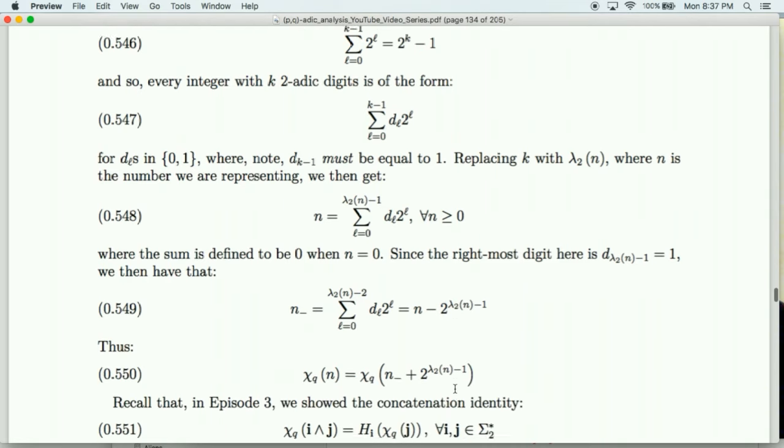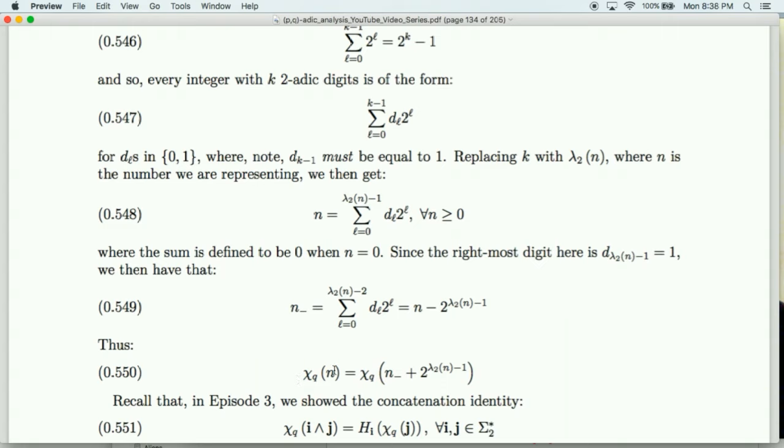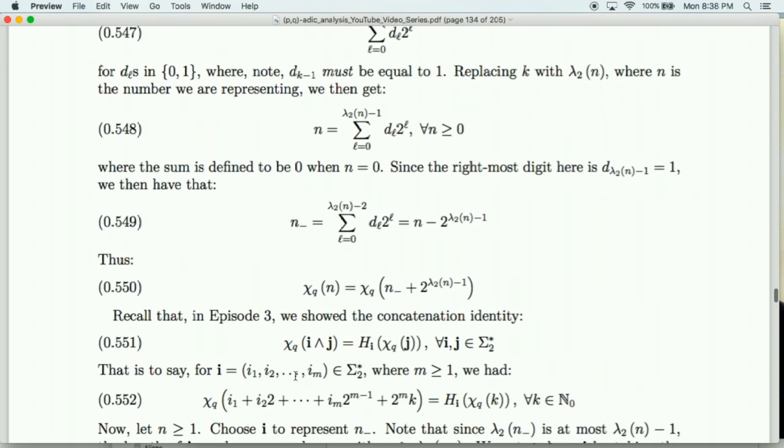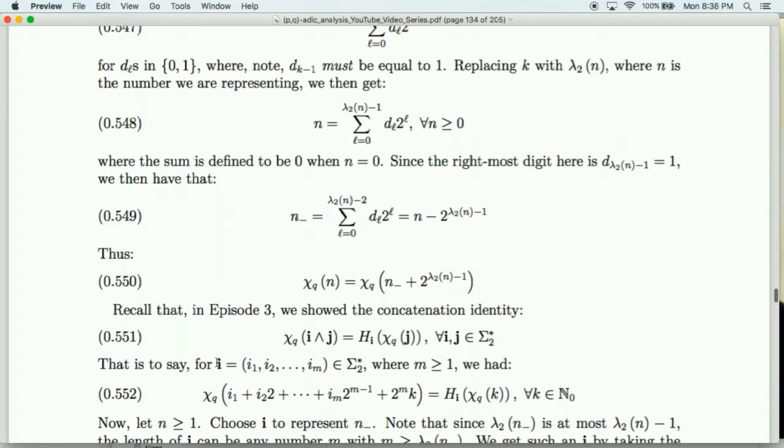So it's just this. What this then tells us is that chi q of n is the same thing as chi q of n minus plus 2 to the lambda 2 of n minus 1. Now we're going to use the concatenation identity from episode 3. That is to say, if we have some sequence of zeros and ones, I1 plus I2 times 2 plus I3 times 2 squared plus dot dot dot plus Im times 2 to the m minus 1 plus 2 to the m times some integer k, this is the composition sequence dictated by bold I applied to chi q of k.